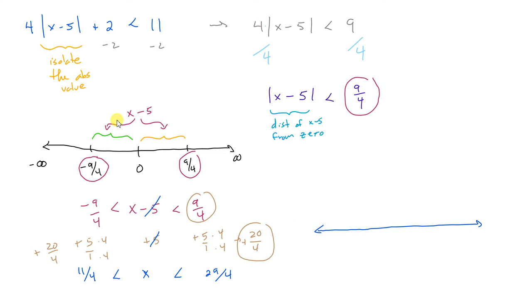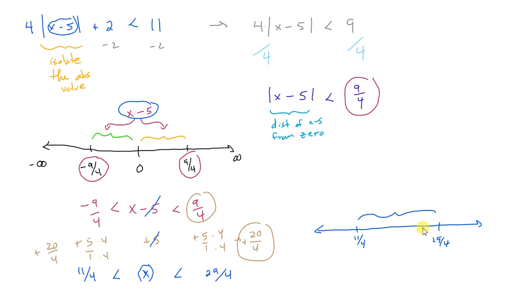This first number line was a number line to see where the inside of the root lives, the x minus 5. Once I figure out where x minus 5 lives, I can then find out where x has to live. And we found x has to live between 29 quarters and 11 quarters. Has to be in here.